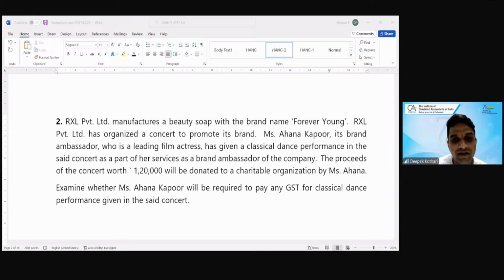RXL Private Limited manufactures a beauty soap with the brand name Forever Young. RXL Private Limited has organized a concert to promote its brand. Mrs. Ahana Kapoor, its brand ambassador, who is a leading film actress, has given a classical dance performance in the said concert as a part of her service as a brand ambassador of the company. The proceeds of the concert worth rupees 1,20,000 will be donated to a charitable organization by Ms. Ahana. Examine whether Ms. Ahana Kapoor will be required to pay any GST for the classical dance performance given in the said concert.